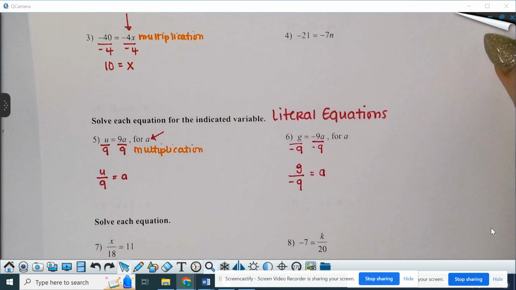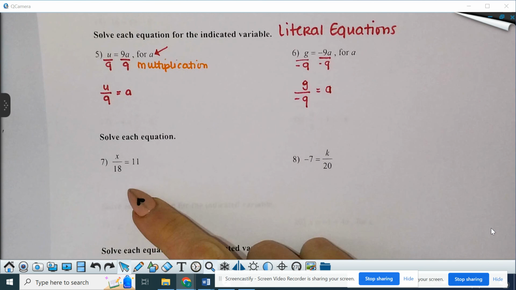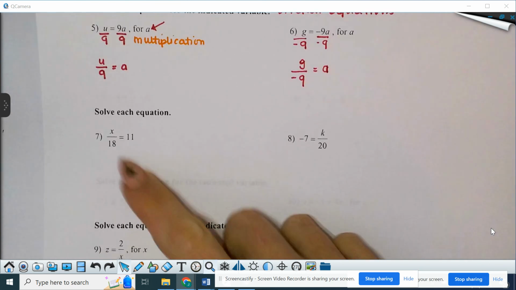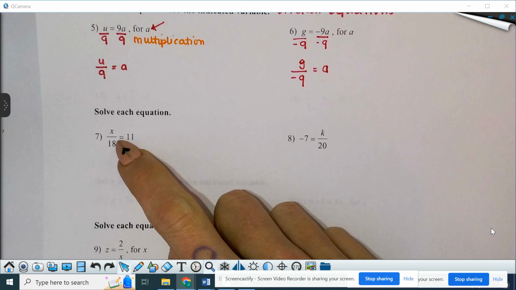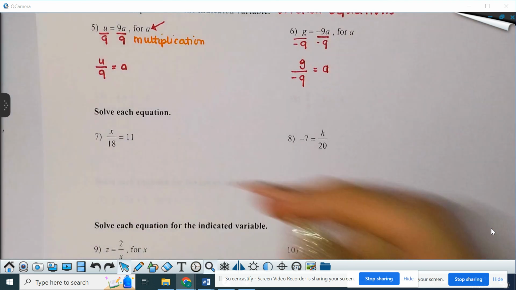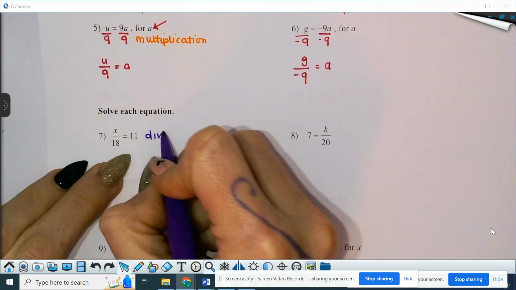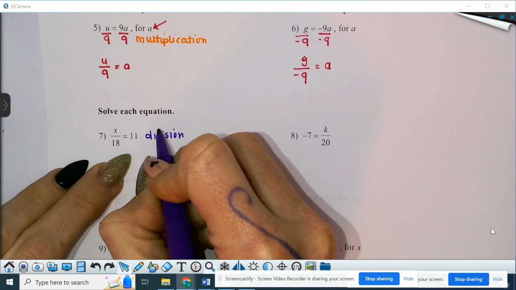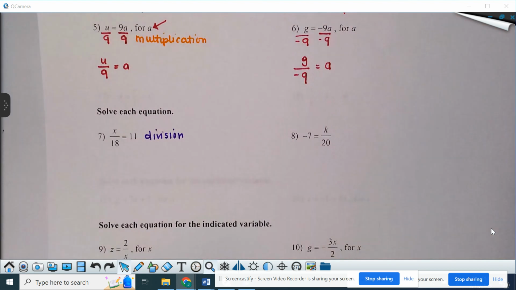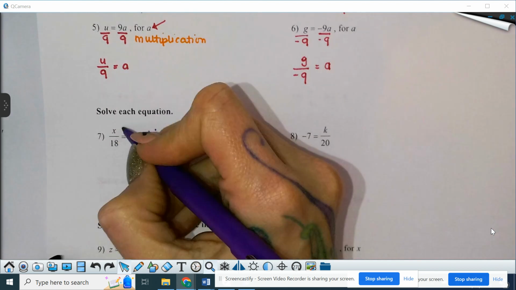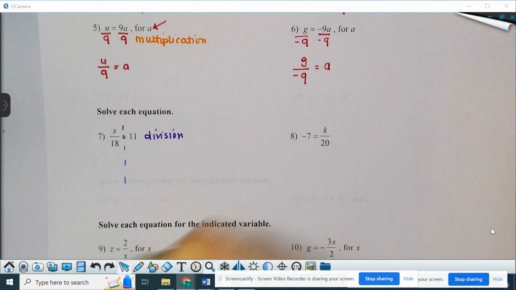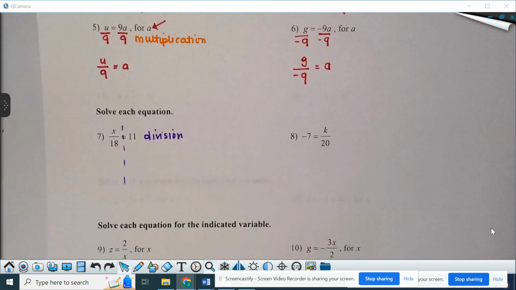All right, another single step easy equation, hopefully. This is x divided by 18 equals 11. So if we're going to solve for x, so x divided by 18, this is division. And just like before, we're wanting to undo because we're trying to get x by itself. And we do the same to both sides of the equal sign. So the undo of division is going to be multiplication.